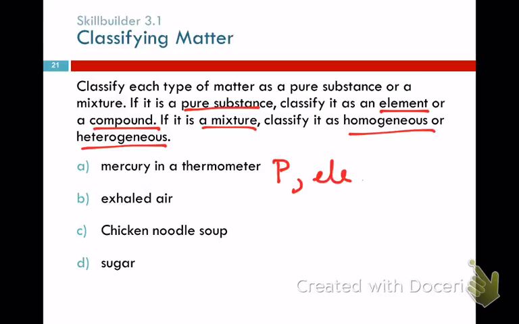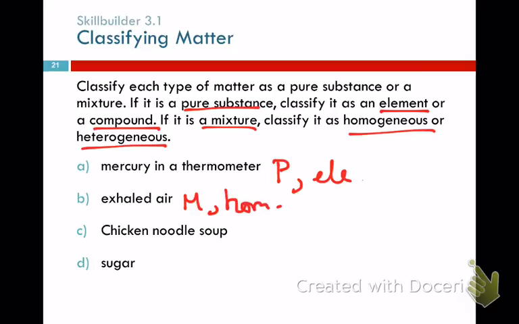Exhaled air. Oh, nasty. It's a mixture. Now, you don't see it, but the assumption is it smells bad all the way through. Is that homogeneous or heterogeneous? Homogeneous, because it's the same smelly mixture all the way through. So this is a mixture, and it's homogeneous.